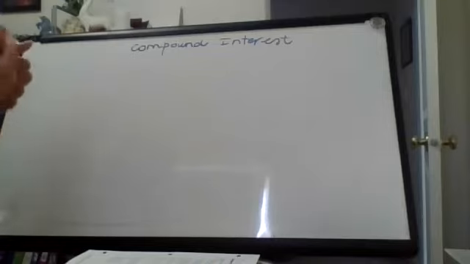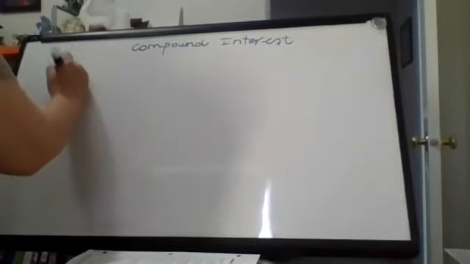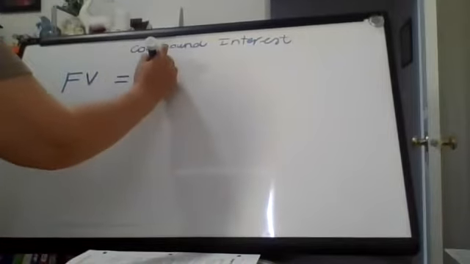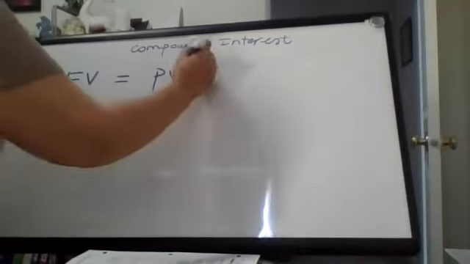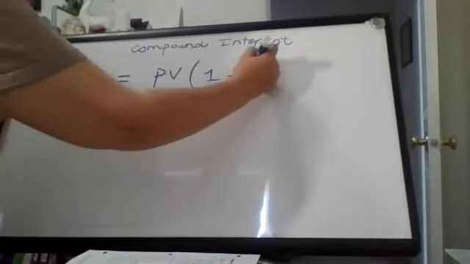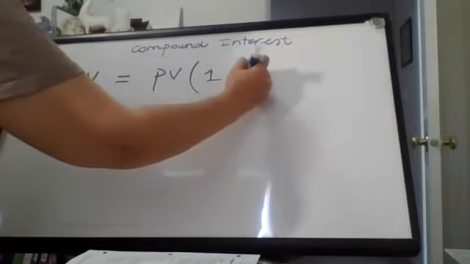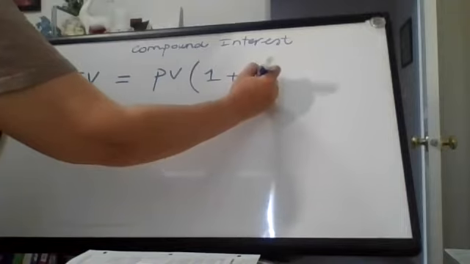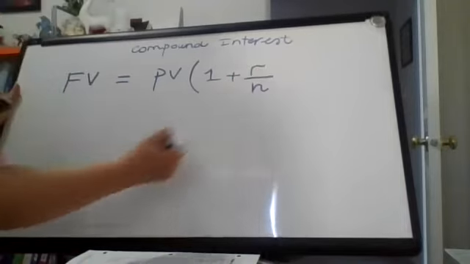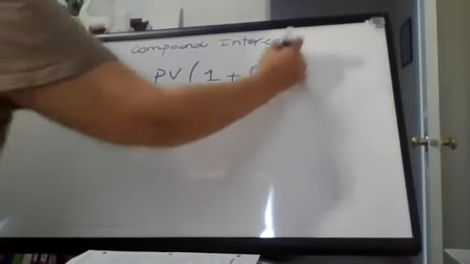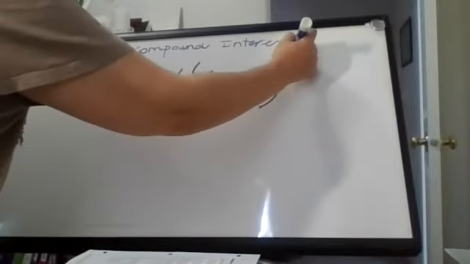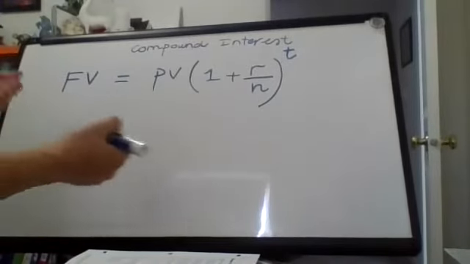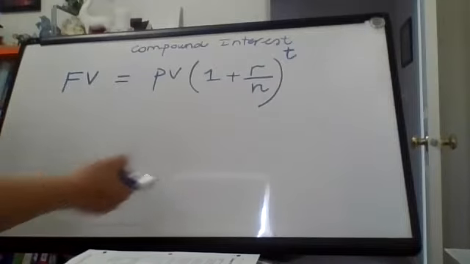But the basic formula, let's talk about the basic formula. The basic formula will calculate FV equals PV times (1 plus the rate divided by n), and then on the top, you raise it to the power of the time t. This time t can be 1 year, 2 years, or 1 month or 2 months, or whatever, right?